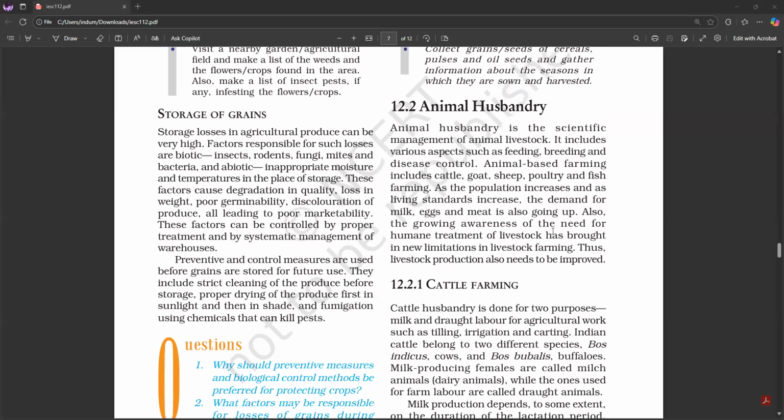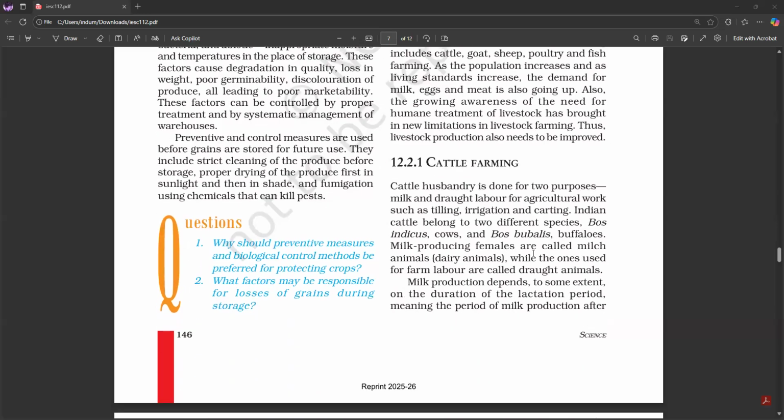12.2. Animal husbandry. Animal husbandry is the scientific management of animal livestock. It includes various aspects such as feeding, breeding, and disease control. Animal-based farming includes cattle, goat, sheep, poultry, and fish farming. As the population increases and as living standards increase, the demand for milk, eggs, and meat is also going up. Also, the growing awareness of the need for humane treatment of livestock has brought in new limitations in livestock farming. Thus, livestock production also needs to be improved.